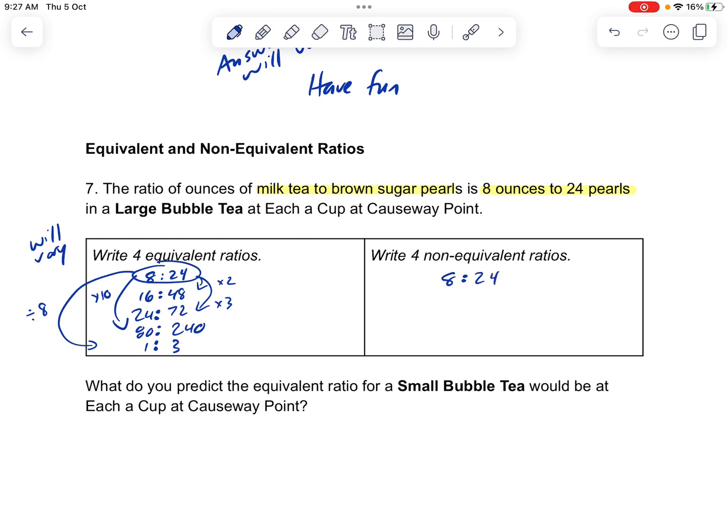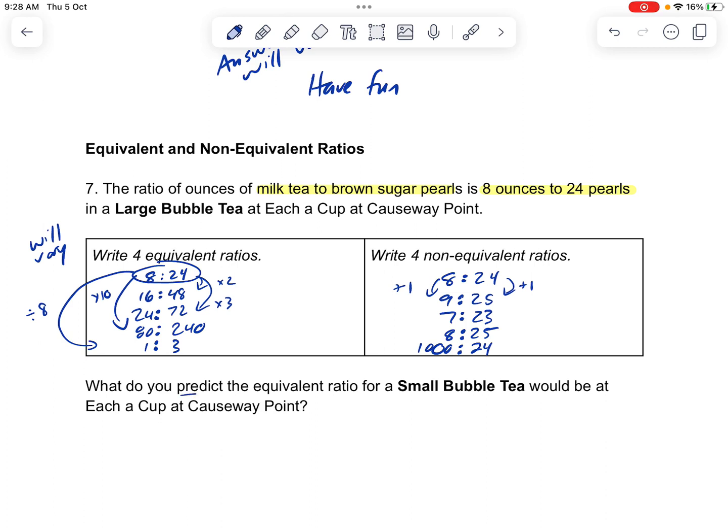So for 8 to 24, non-equivalent could be, let's say I added 1 to each of them: 9 and 25. If you add a number to each part of the ratio, that actually changes the ratio, unlike when we do multiplying and dividing. Same thing if I subtracted 1 from each and got 7 to 23. These are not equivalent, okay? And then you could just randomly make some up, like just change one number. I could do 8 and 25. Or I could keep the 24 the same and, instead of using 8 at the beginning, use 1,000. There's a whole lot that you could come up with for non-equivalent ratios.